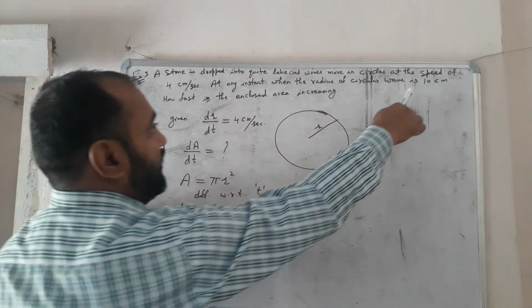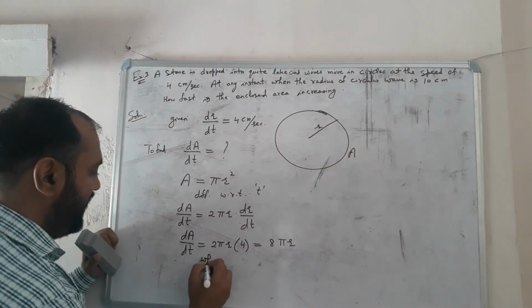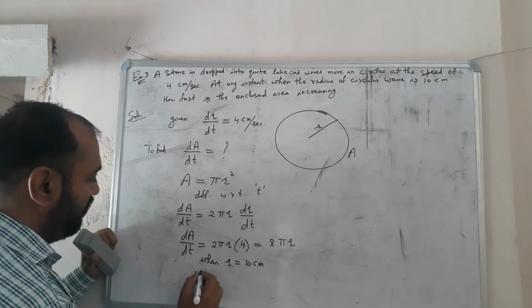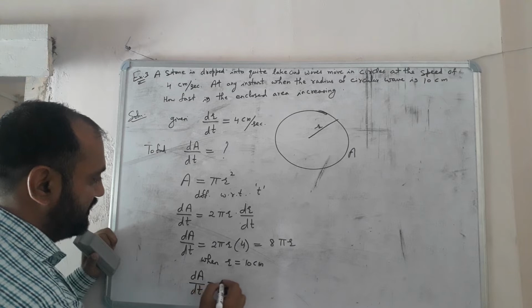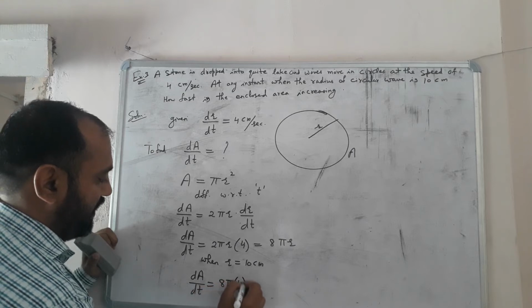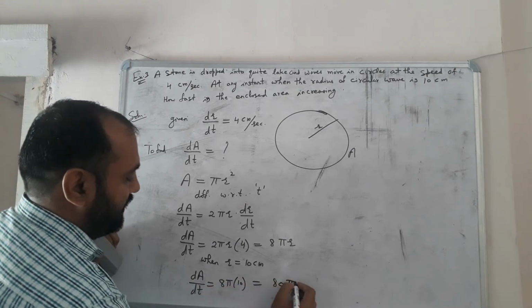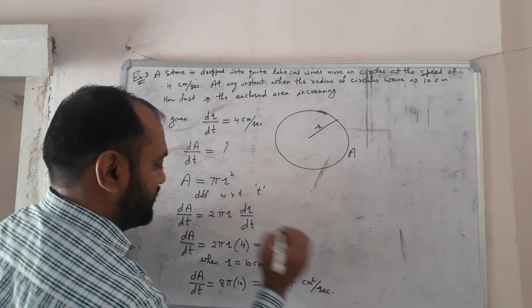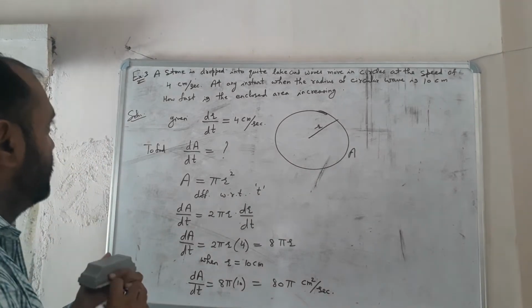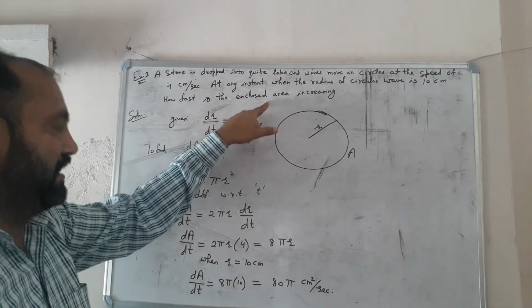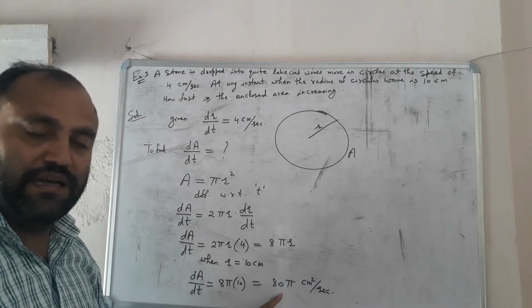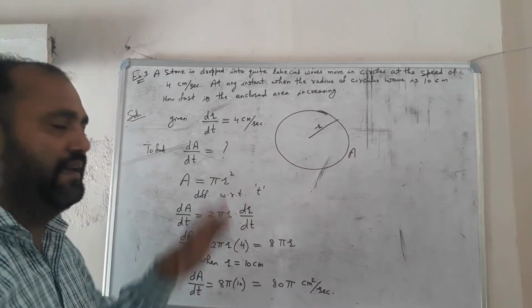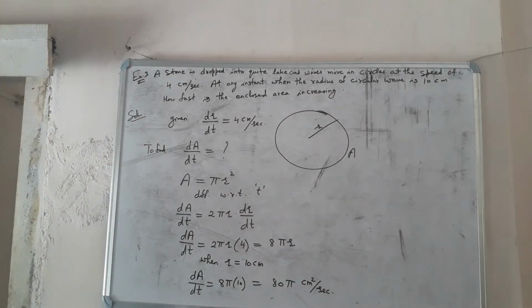Now radius is given to you. So when radius is 10 centimeter, the value of dA upon dt is equal to 8 pi into 10, that is 80 pi. And what is the unit? Unit is centimeter square per second. So किस रेट से ये एरिया इंक्रीज हो रहा है? ये एरिया इंक्रीज हो रहा है 80 पाई सेंटीमीटर स्क्वायर पर सेकंड के रेट से, राइट?